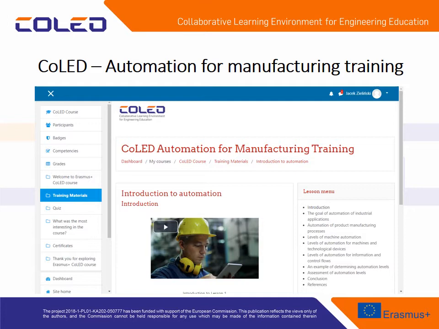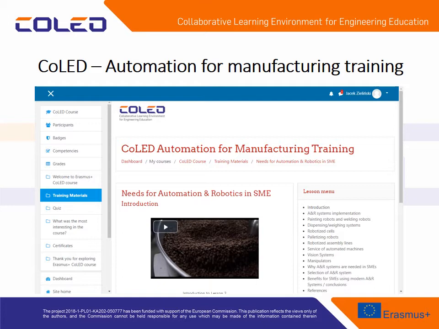Further levels of automatization evidence the physical and cognitive tasks. The levels of automation for machines and technological devices present 7 distinguished levels of automation, from level 1 handwork up to level 7 completely automated. The 7 levels of automation for information and control flows are presented. For a good understanding of the theoretical concepts, an example of determining automation levels is presented, integrating 7 workstations. The assessment of automation levels is performed, which visualizes the division of tasks between human and automation.